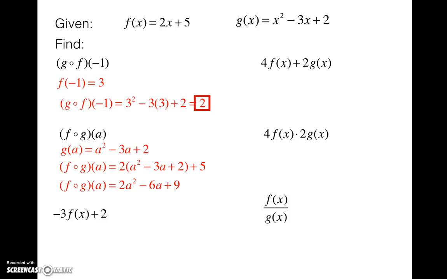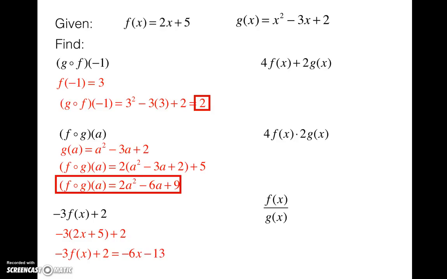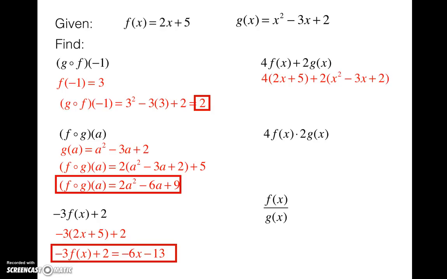-3 times f of x plus 2. We have -3, distribute into the parentheses, and then add the 2, -6x minus 13. The next example, we have 4 times f of x plus 2 times g of x. We're going to multiply the f of x by 4 first, and then add it to 2 times the g function. Distribute the 4, distribute the 2, combine any like terms. Our final answer is 2x squared plus 2x plus 24.